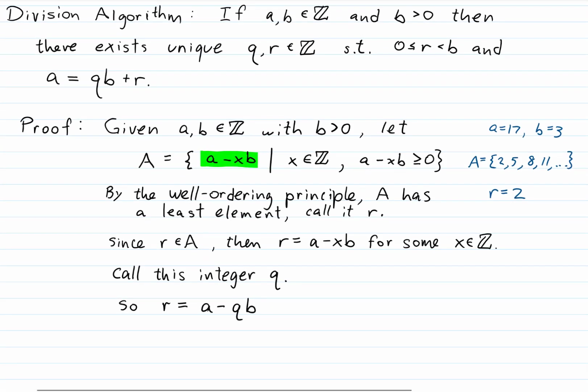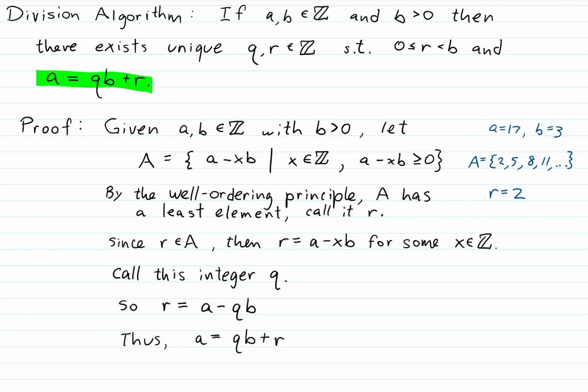Which means, by the way, A equals QB plus R, just like I was trying to prove. Okay? But I'm not done yet, because I also need to prove that R is non-negative and less than B.